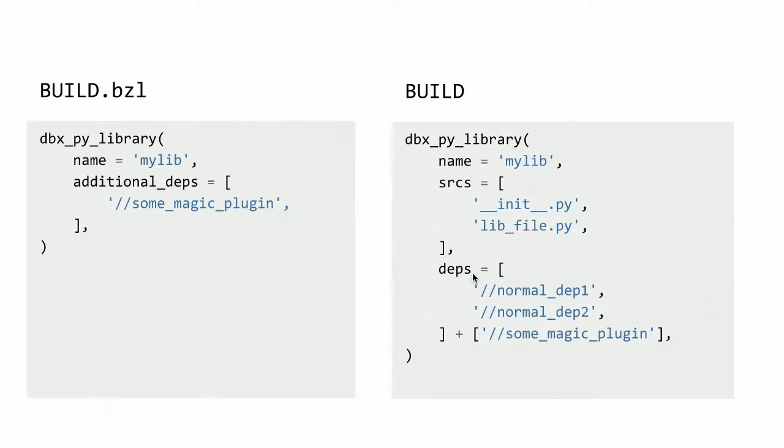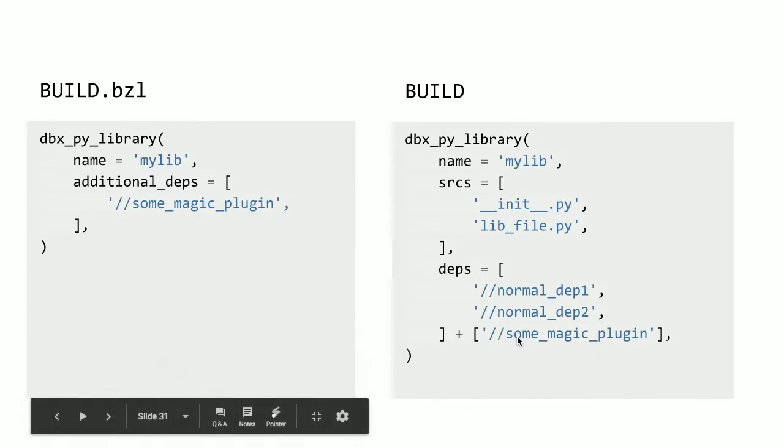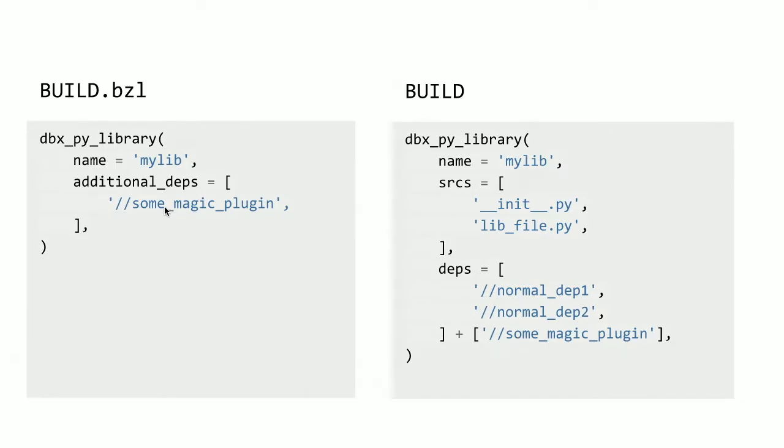So you can see in the example of mylib here, we have the normal defs, which are presumably just imports in mylib, and then finally, my magic plugin gets put on because of my additional depth specification there.